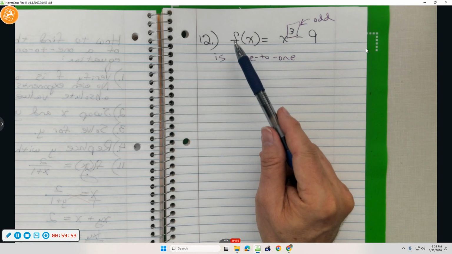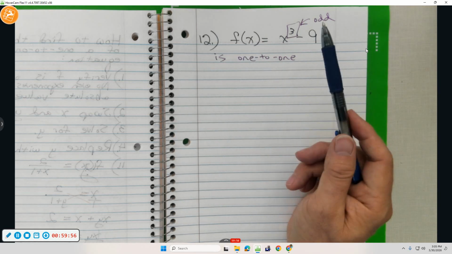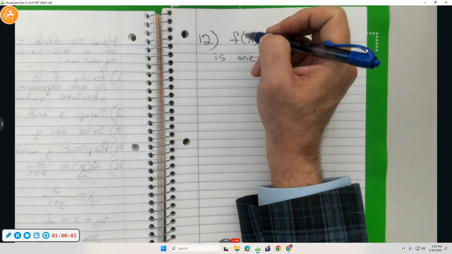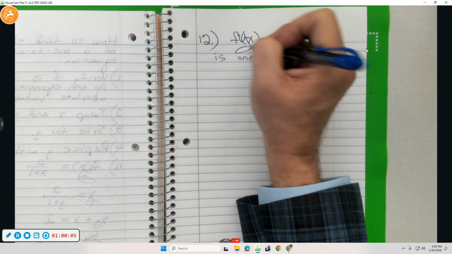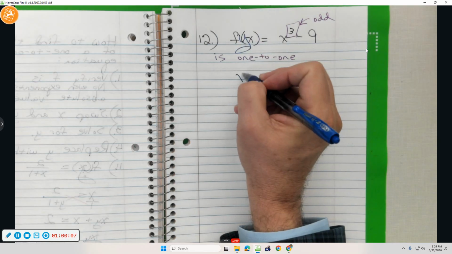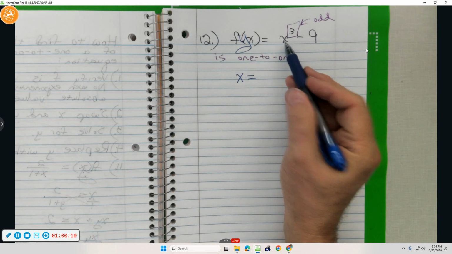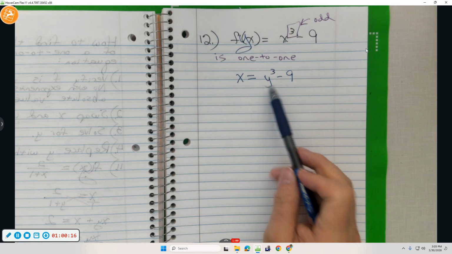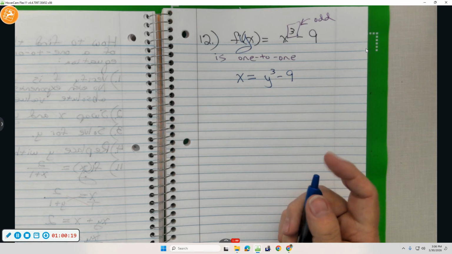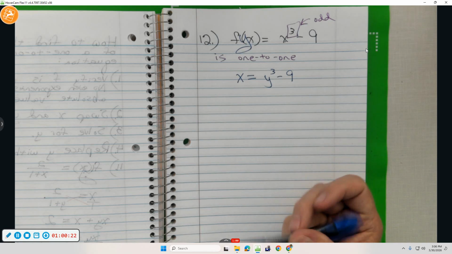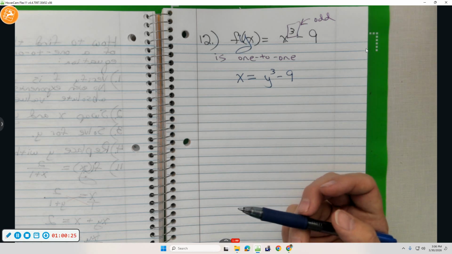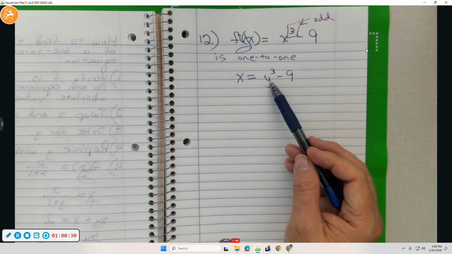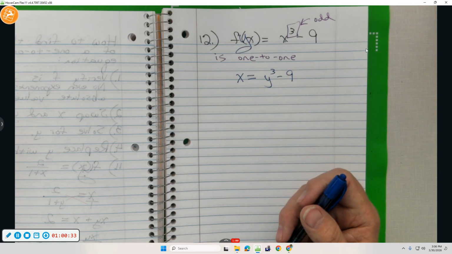Remember, everywhere you have a y, you write an x. Everywhere you have an x, you write a y. And realize that f of x is just a fancy way of saying y. So we have a y on the left side, it becomes an x. The x on the right side becomes a y. And we need to solve for y, in the fewest steps. We're trying to get y by itself. What should we do first?